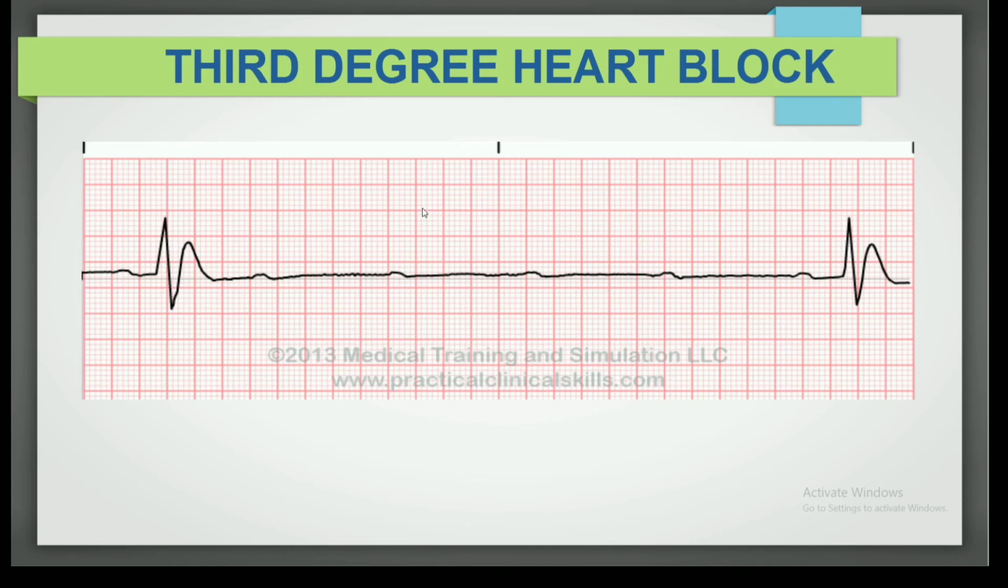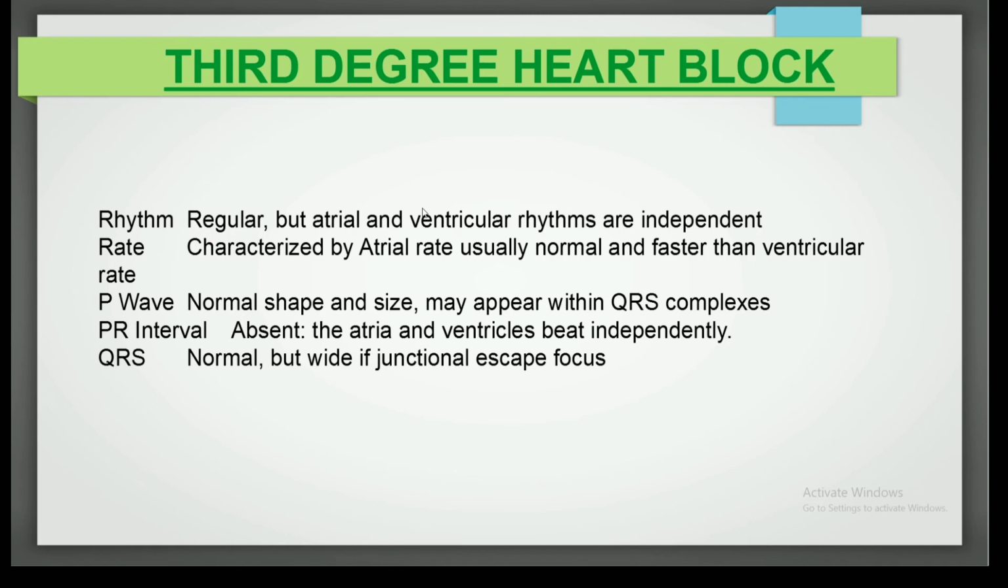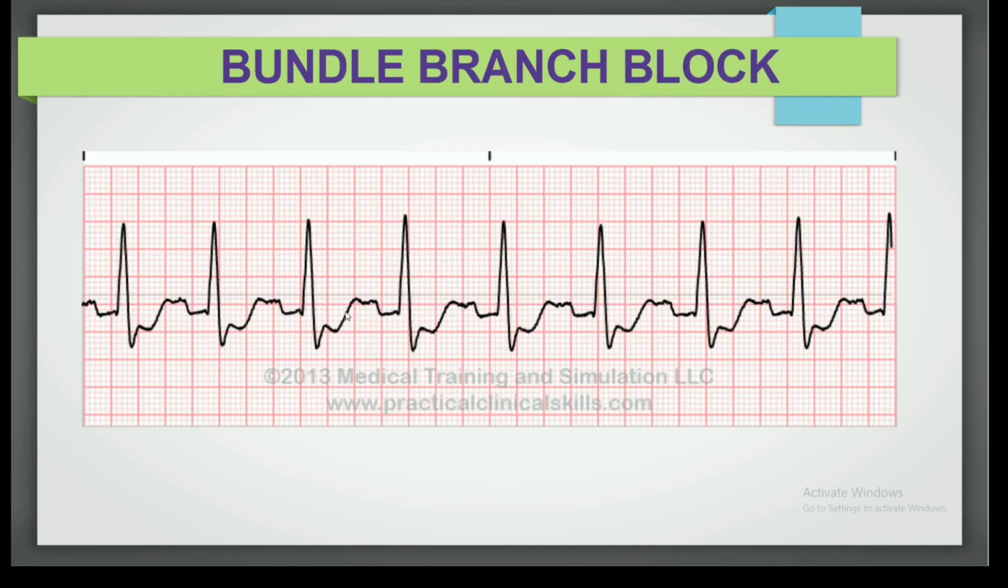This is called the third degree heart block. The rhythm is irregular but atrial and ventricular rhythm are independent. The PR interval is absent and the P wave is normal in shape and size.